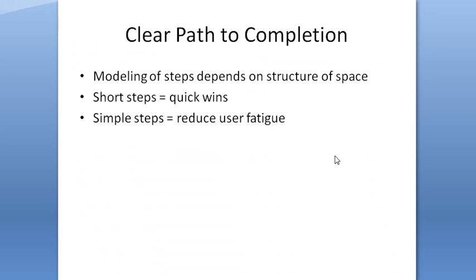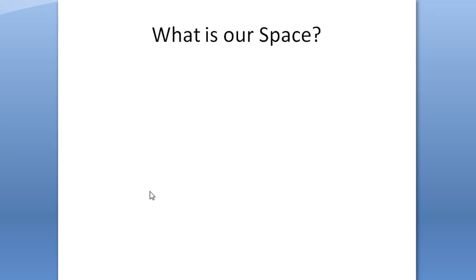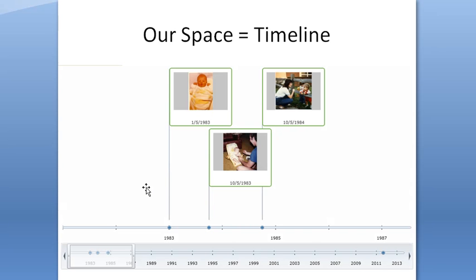In both cases, though, there were clear paths to completion, and it seems obvious that the modeling of the steps depends on the structure of the space. But in both cases, short steps that equal quick wins were important, as well as simple steps to reduce user fatigue. So what exactly is our space? Well, I think it's obvious.